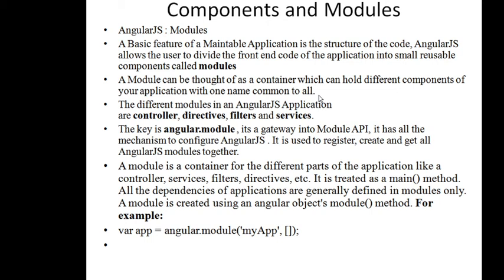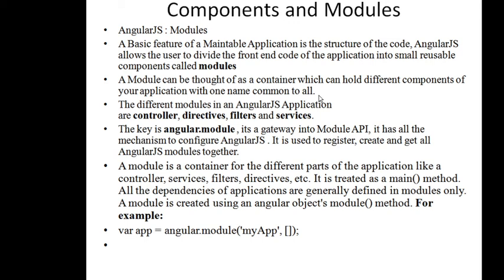The different kinds of components in AngularJS applications are controllers, directives, filters and services. The key is angular.module. It's the gateway into the modules API. It has all the mechanisms to configure AngularJS. It is used to register, create and get all the AngularJS modules together. So controller, directives, filters and services, these are all four you can use for the registrations.